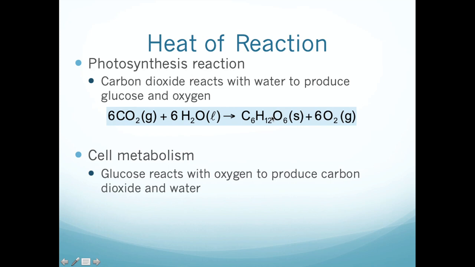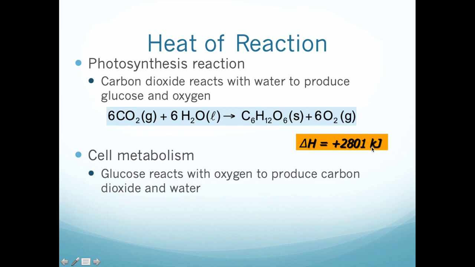Now, if you look at the delta H for this reaction, you could probably figure out what it's going to be just by knowing what's required for this reaction to happen. I mentioned earlier that you require sunlight for this to occur, and so that should tell you that this is an endothermic reaction. It absorbs energy from the sun in order for this reaction to proceed. You can see here that our delta H is positive 2,801 kilojoules for every mole of this reaction. So for every mole of glucose produced, we absorb 2,801 kilojoules of heat energy.